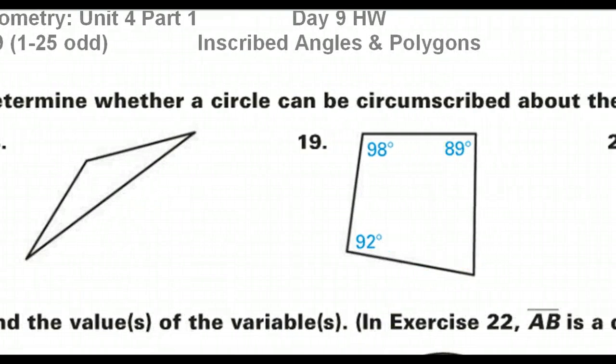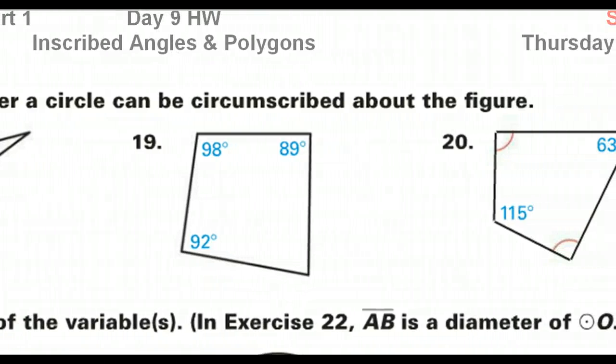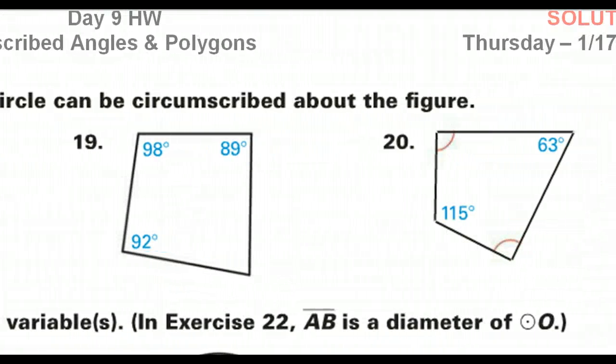Determine whether a circle can be circumscribed about the figure. Well, that's just a matter of remembering the property that says a quadrilateral can be inscribed in a circle if and only if the opposite angles are supplementary. Name the 2 angles in this picture that are opposite angles. Which 2 are opposite angles? Yeah, it's the 92 and the 89. Those are the opposite angles.